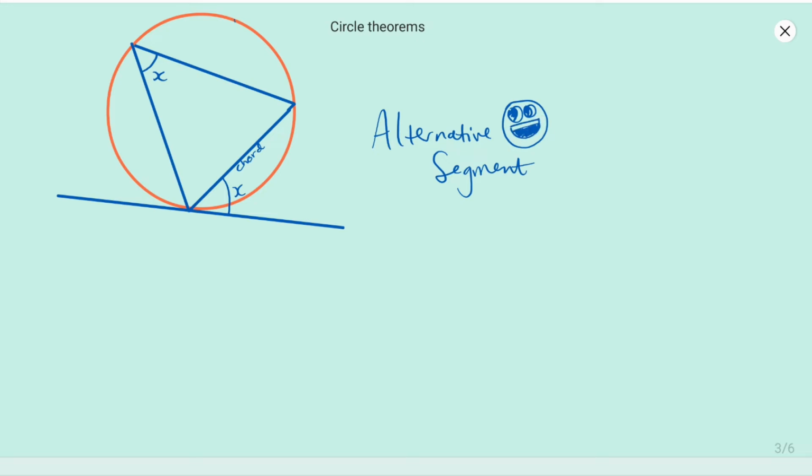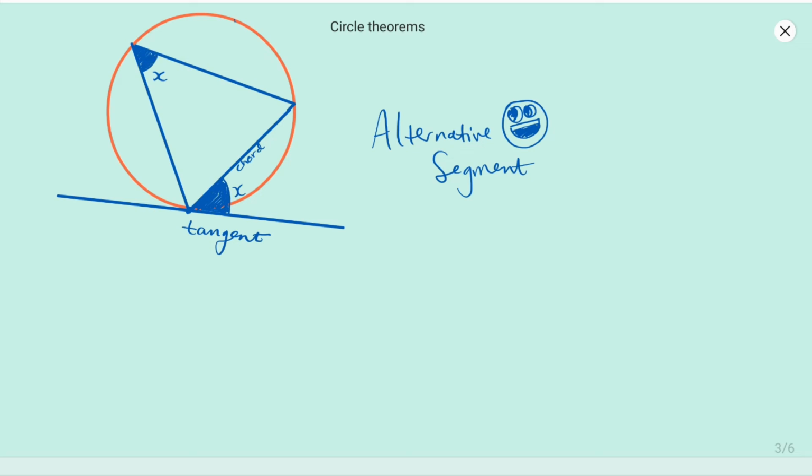This is the alternate segment theorem. It just shows that if you have a tangent, which is a straight line just touching the circle at one point, and from that particular point where it touches, we have a triangle on the inside, then the relationship is true that the angle that is made with the triangle and the tangent here is the same as the opposite angle inside the triangle in here.